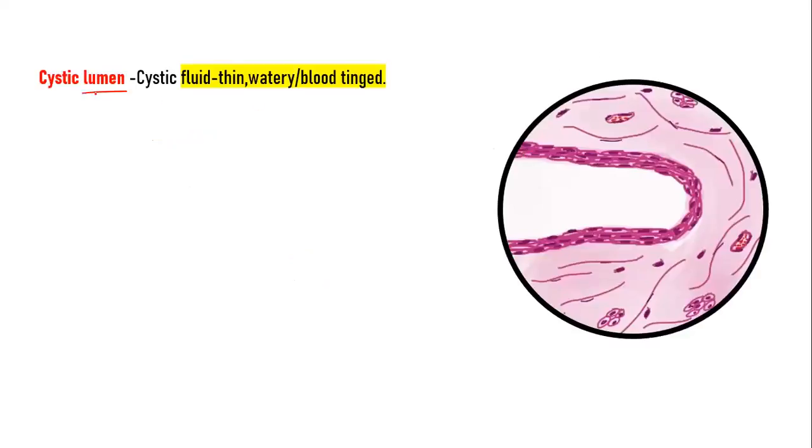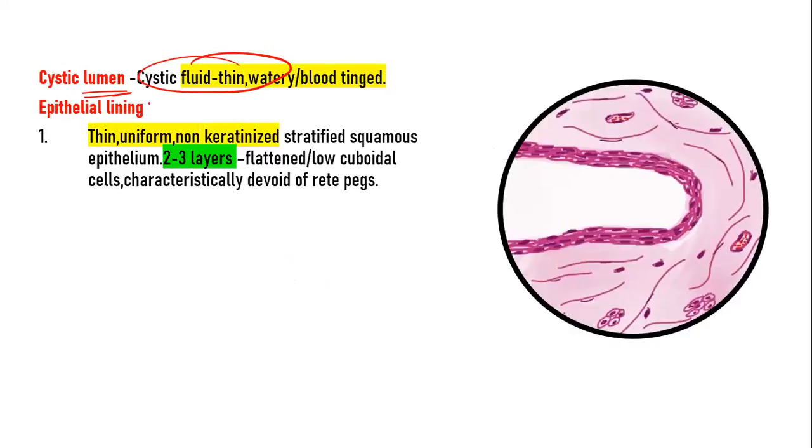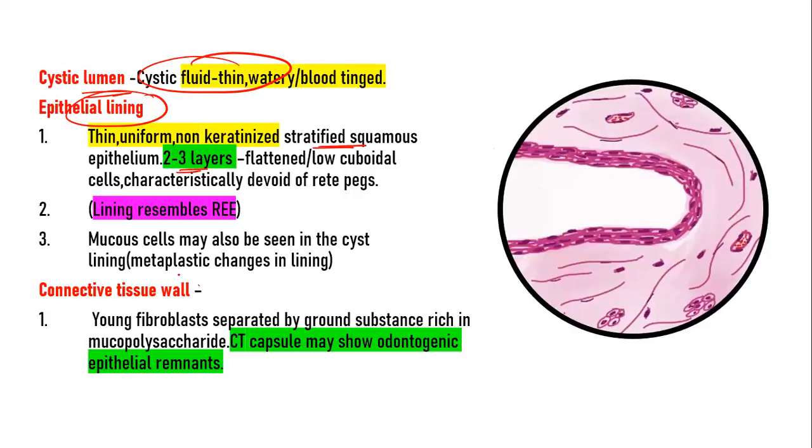So here, the lumen consists of cystic fluid, which is thin, watery, and blood-tinged. The epithelium consists of reduced enamel epithelium-resembling cells, which constitute the stratified squamous epithelium, 2 to 3 layers. The connective tissue wall shows young fibroblasts and mucopolysaccharide, and sometimes the odontogenic epithelial remnants. So let's see it in this diagram. Here you have your lumen, which contains the cystic fluid, which is pale yellow, occasionally blood tinged.